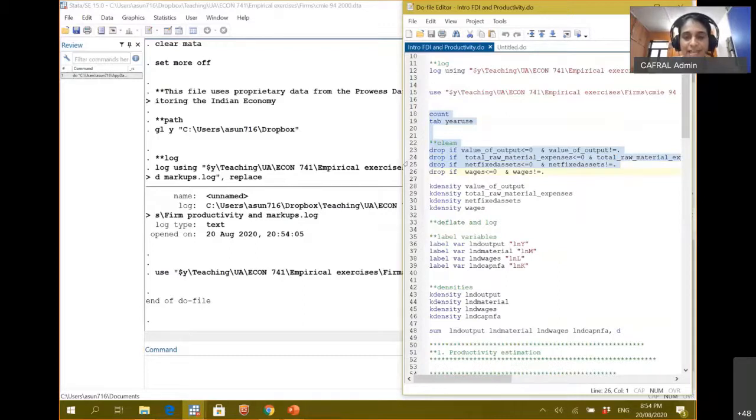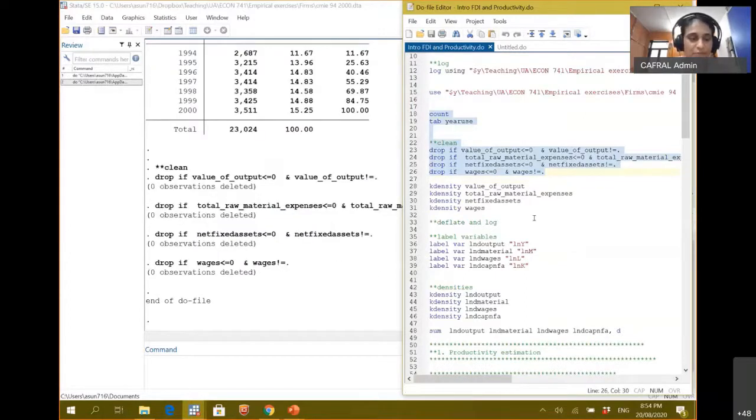I also drop if net fixed assets are negative. Net fixed assets in the CMIE data is a way to capture capital stock, so this is how many machines and tools the firm is using to manufacture. And then I'm also going to drop if wages are 0, though I don't think we have any of those observations. So let me run that cleaning procedure here. Okay, 0 observations deleted means there's nothing there, but that's because I have already cleaned the data before.